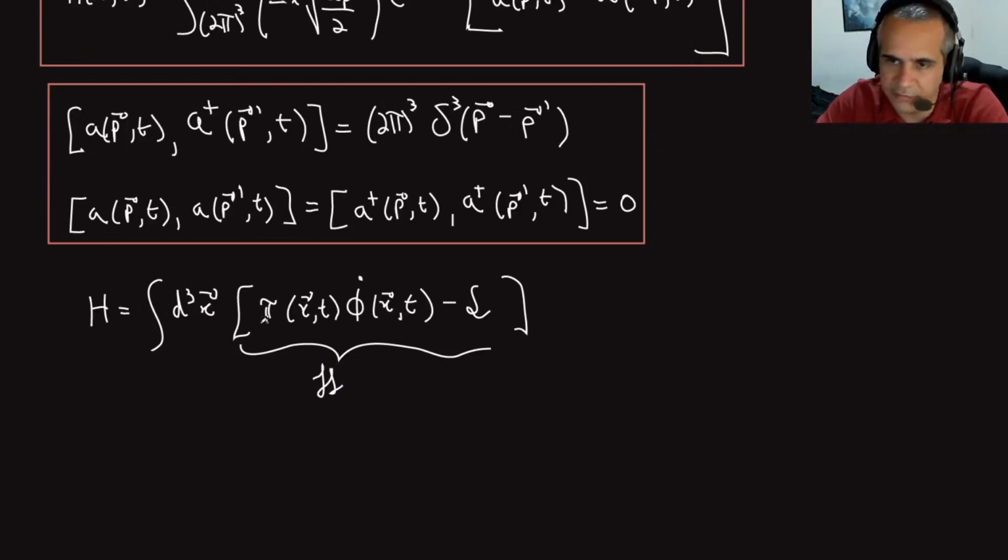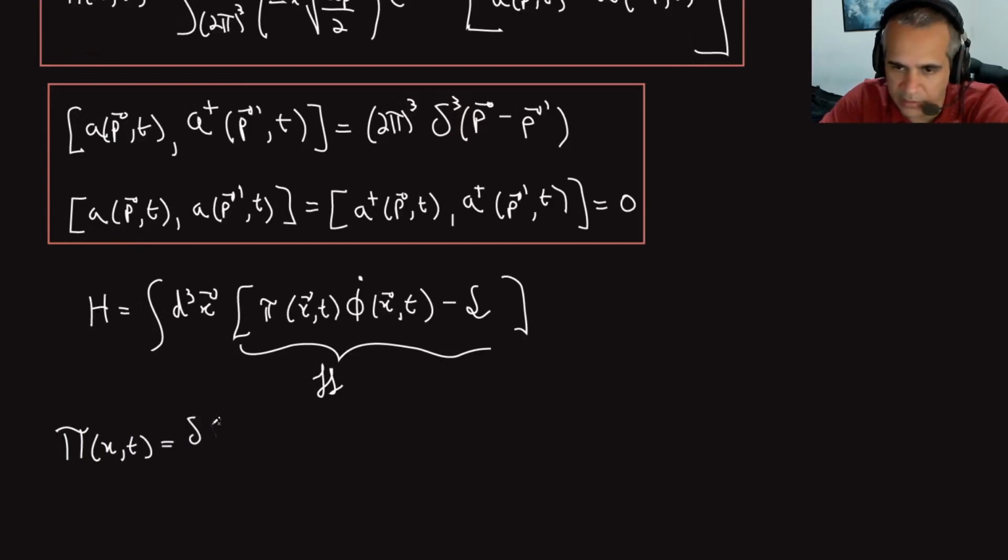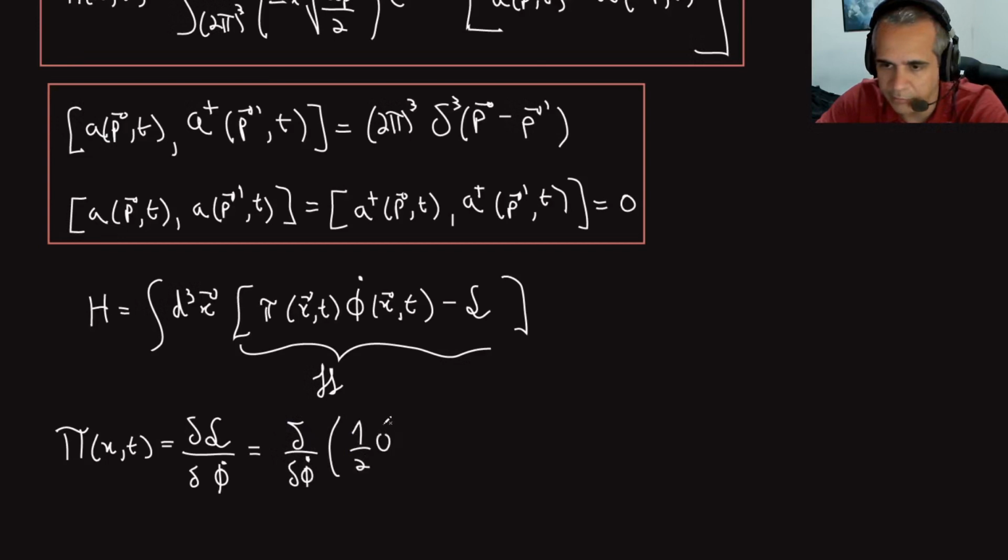Now, if I figure out who pi is for this system, right? Pi of x t is just delta Lagrangian over delta phi dot, right? If I look back to my Lagrangian, remember I'm still thinking of the case where the potential is not there, right? So this is just the derivative with respect to phi dot of one half phi dot squared plus other things that do not depend on phi dot. Which means the derivative is just phi dot of x and t.